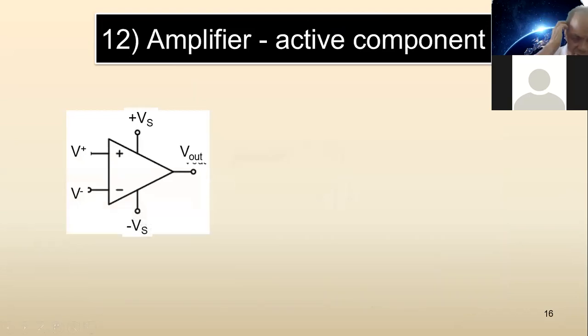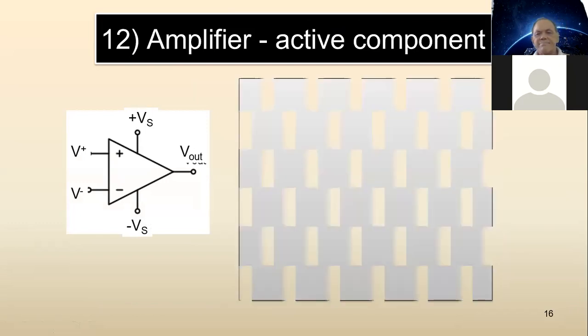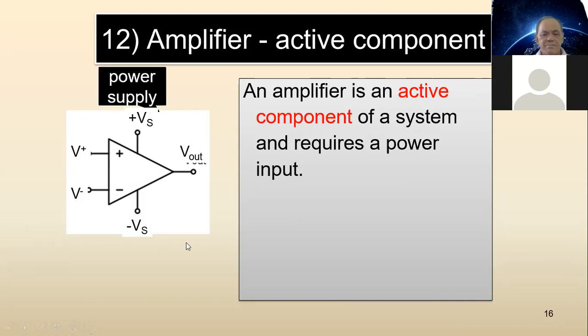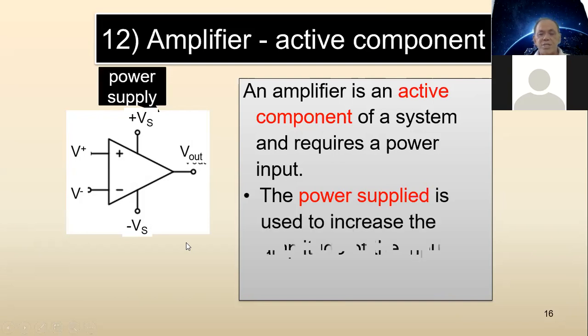So that's the symbol for an operational amplifier. And as an amplifier, it's an active component. What does it mean? It means that it's not like a resistor or capacitor, right? Where it doesn't need a power supply. This one needs a power input. This is a supply, positive supply. This is a negative supply. Power supply is used to increase the amplitude. It means if your Vs is 10 volt, then the amplitude that comes out can only be 10 volt. Cannot be more than that.